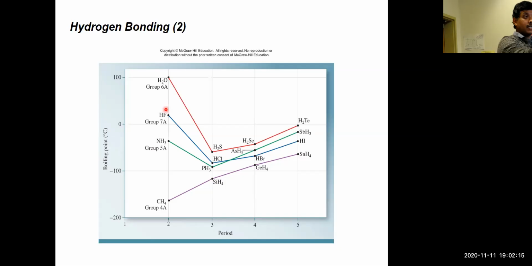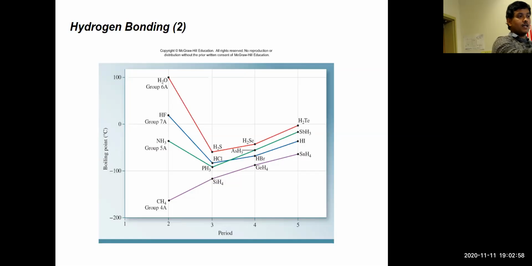So let's look at the list again. HF has about 20 degrees Celsius of boiling point, whereas HCl has about negative 80 degrees Celsius. Again, almost a 100 degrees Celsius difference between HCl and HF. The only difference: HF has hydrogen bonding, HCl only has dipole-dipole interactions. Let's look at NH3 versus PH3. NH3 has, let's say, negative 40 degrees Celsius boiling point, whereas PH3 has negative 100. Again, a big difference between these two molecules. What's the only difference? NH3 has hydrogen bonding, PH3 does not.